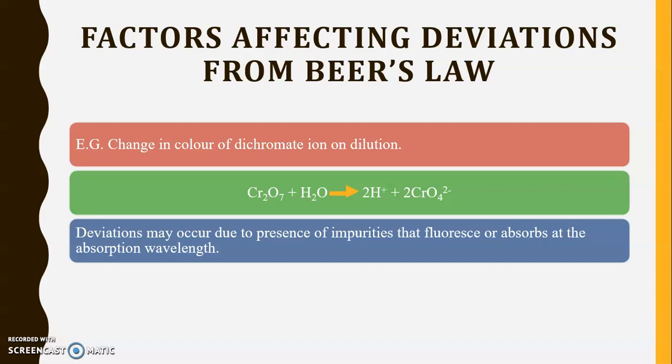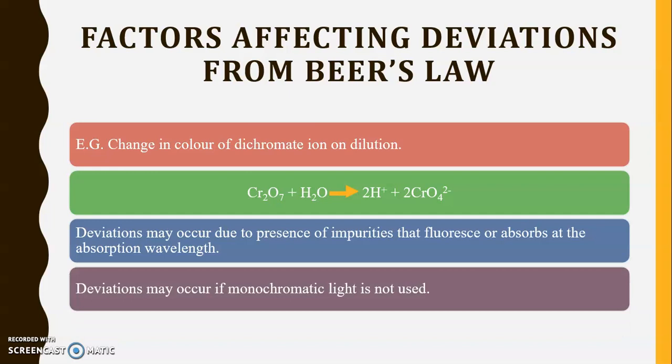So due to the presence of impurities which are capable of absorbing at the given absorption wavelength, that also interferes with the absorption of that particular radiation that is penetrating through the sample. So this is the third reason why a deviation occurs in Beer's and Lambert's law.